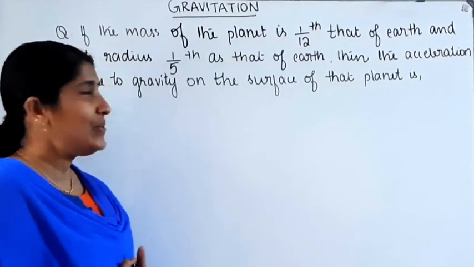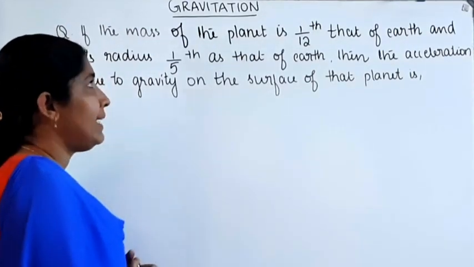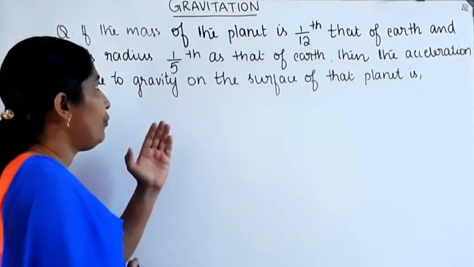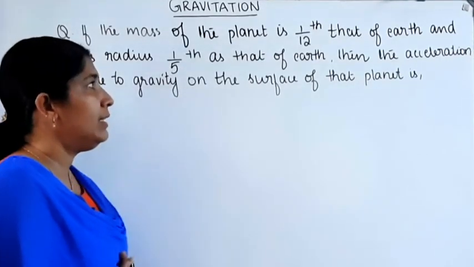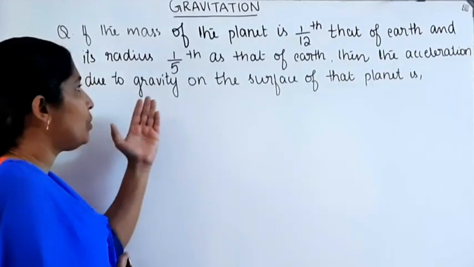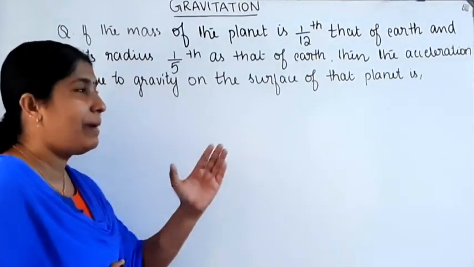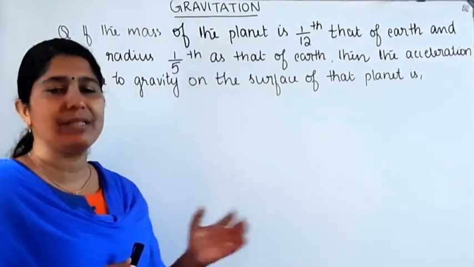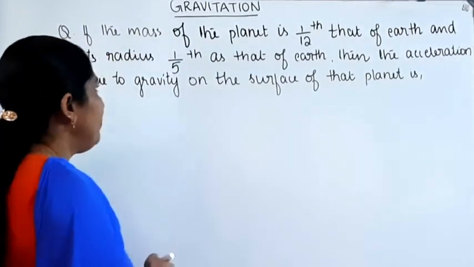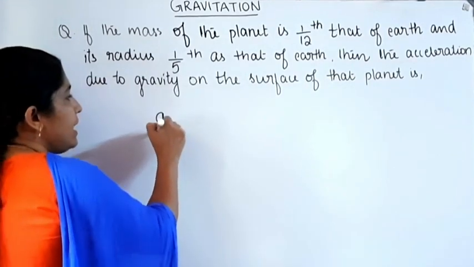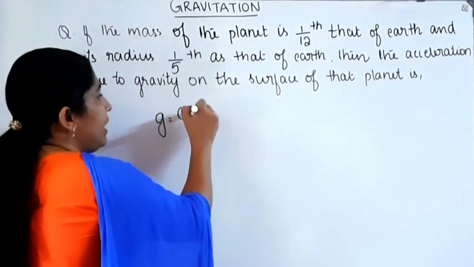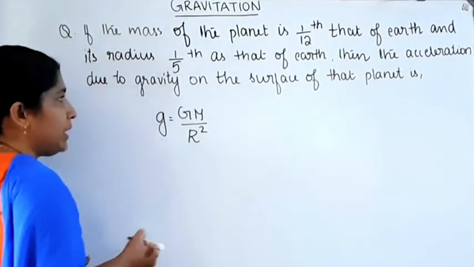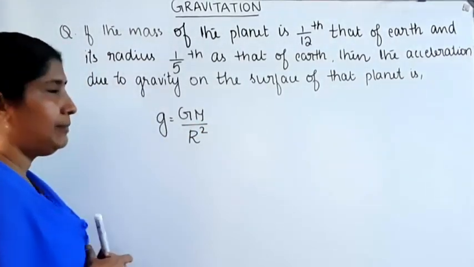Our next question. If the mass of the planet is 1 by 12 that of earth and its radius is 1 by 5th that of earth, then what is the acceleration due to gravity on the surface of the planet? We want to find the acceleration due to gravity on the surface of the planet. g is equal to GM divided by r square is the equation for the acceleration due to gravity on the surface of the earth.